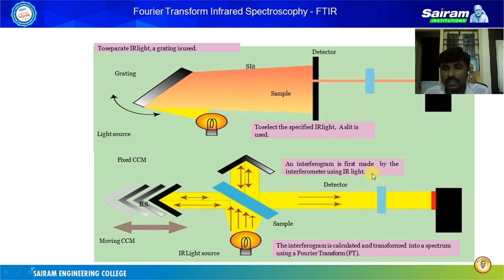The interferogram is first made by the interferometer using IR light. The interferogram is then calculated and transformed into a spectrum using a Fourier transform. That is simply called FTIR.